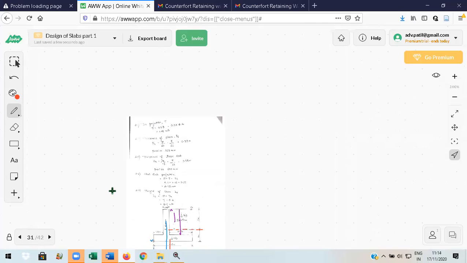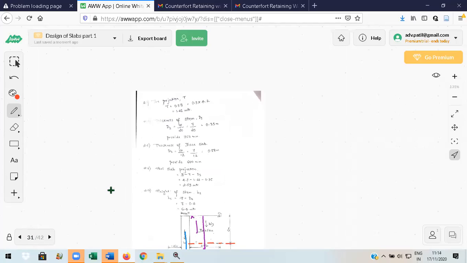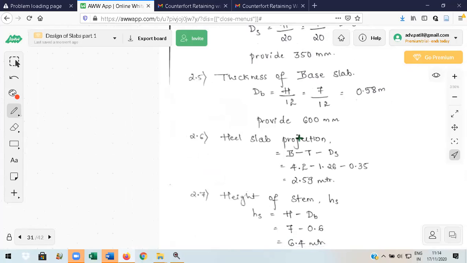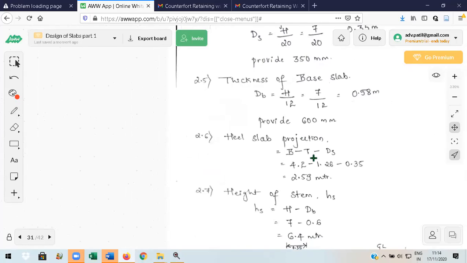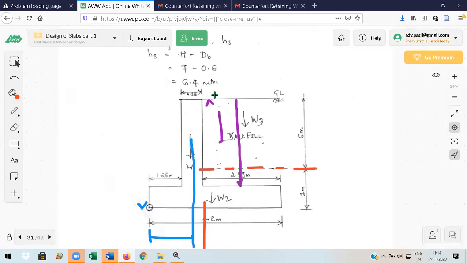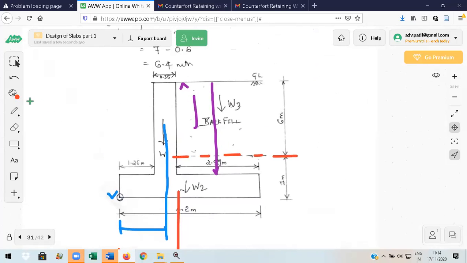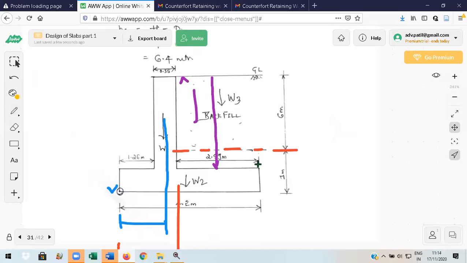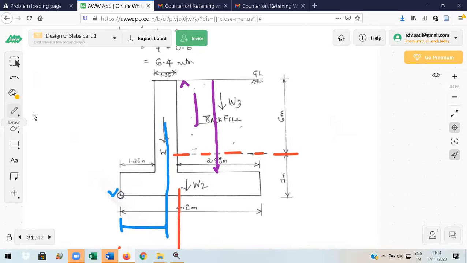Now observe this, how it is. You observe this calculation here, how it is done. Now what is backfill? You observe this one. So I'll draw a diagram like this using some other color.